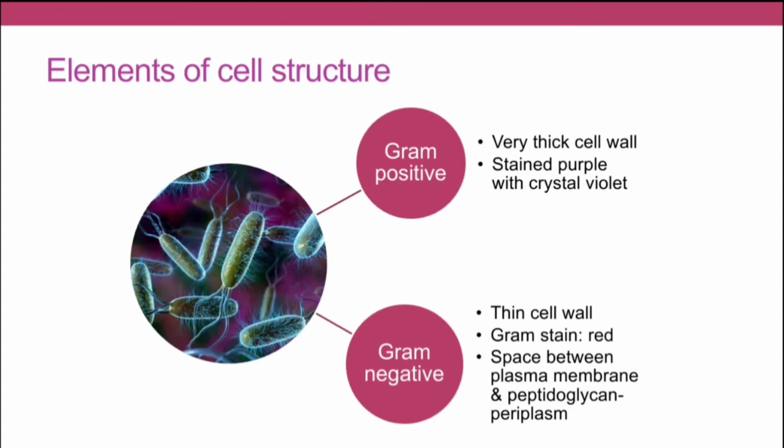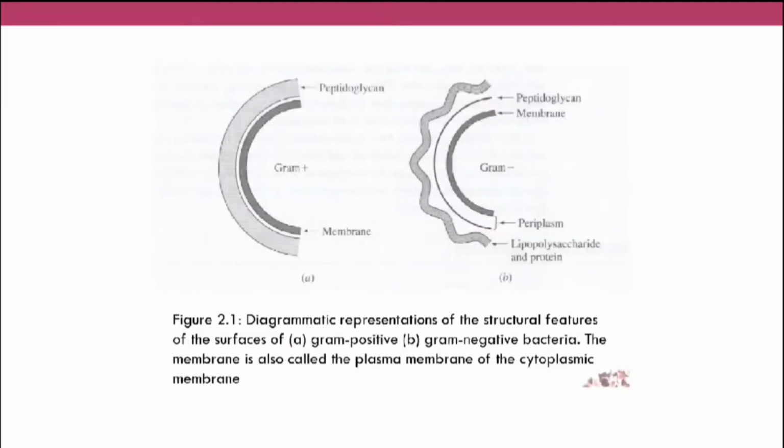Gram-positive bacteria have a very thick cell wall. They are stained purple with crystal violet, and the gram-negative bacteria have a thin cell wall. They show pinkish to red color. They have the space between the plasma membrane and the peptidoglycan, the periplasm. This peptidoglycan structure, as you can see, is bigger in the case of gram-positive bacteria, and in gram-negative bacteria it is very little. But in gram-negative bacteria, you will find a larger layer of lipopolysaccharides and protein, and the periplasmic space is present.